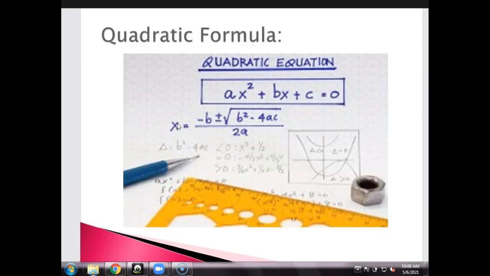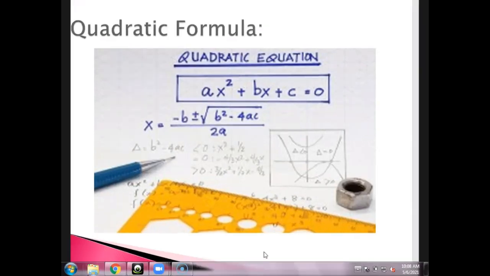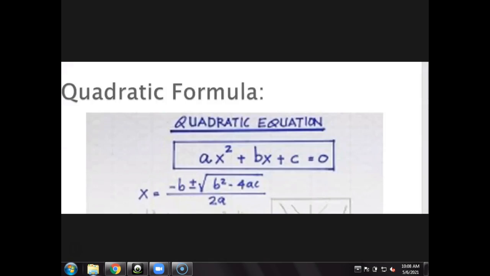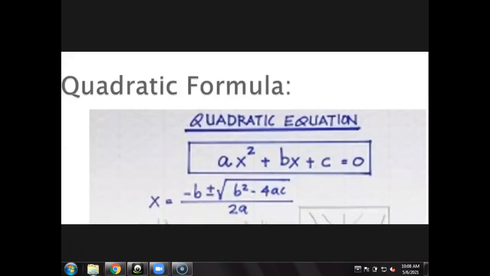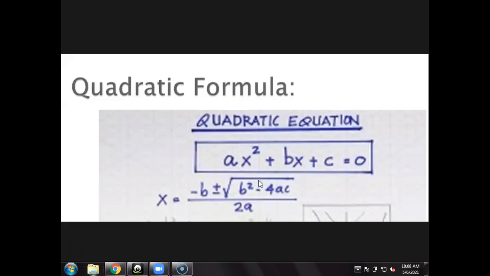The quadratic formula is x equals negative b plus or minus the square root of b squared minus 4ac, all over 2a. And yes, you will need to have that memorized. So you need to know standard form as well as the quadratic formula.